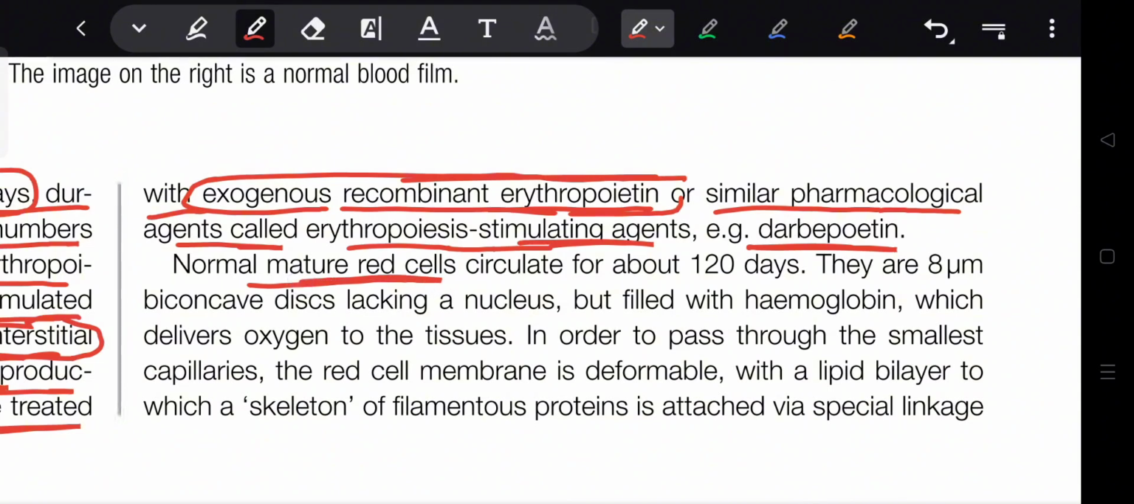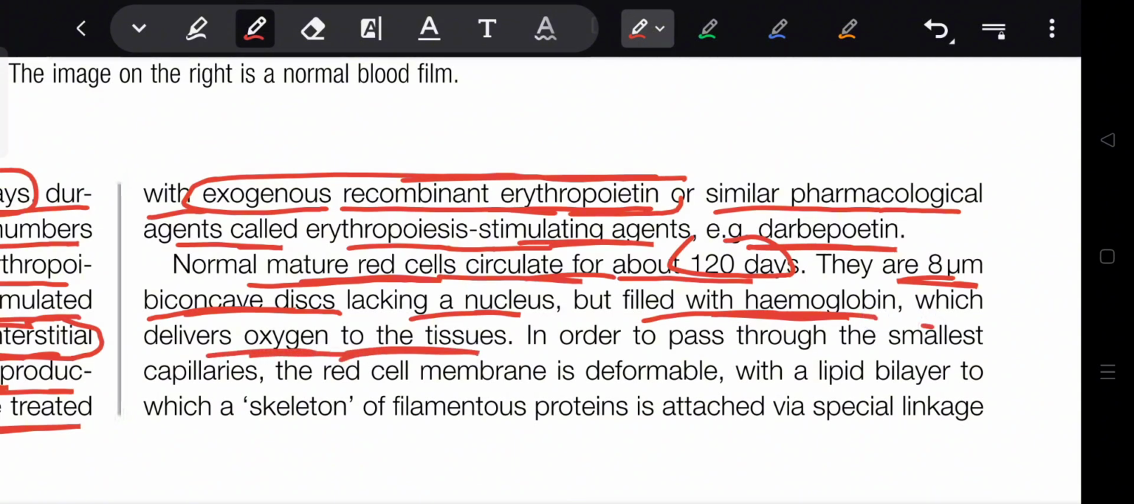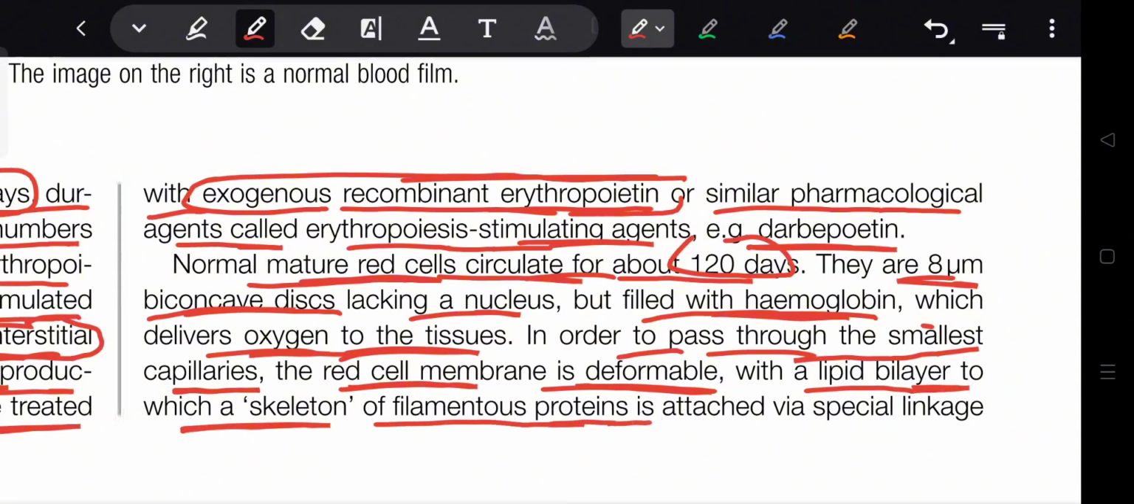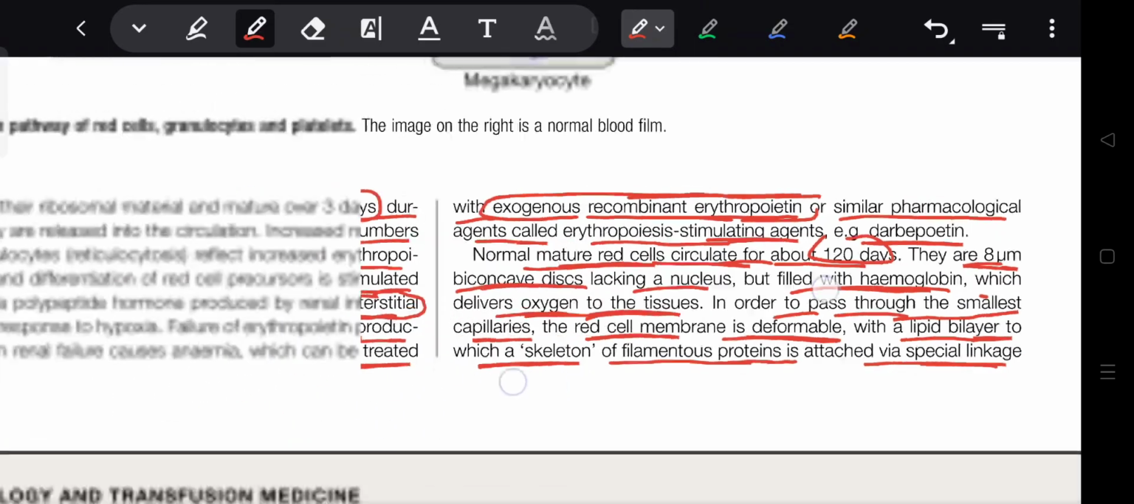Normal mature red cells circulate for about 120 days. These are 8 micrometer biconcave discs lacking a nucleus, but filled with hemoglobin, which delivers oxygen to the tissues. In order to pass through the smallest capillaries, the red cell membrane is deformable, with a lipid bilayer supported by a skeleton of filamentous protein attached by special linkage proteins.